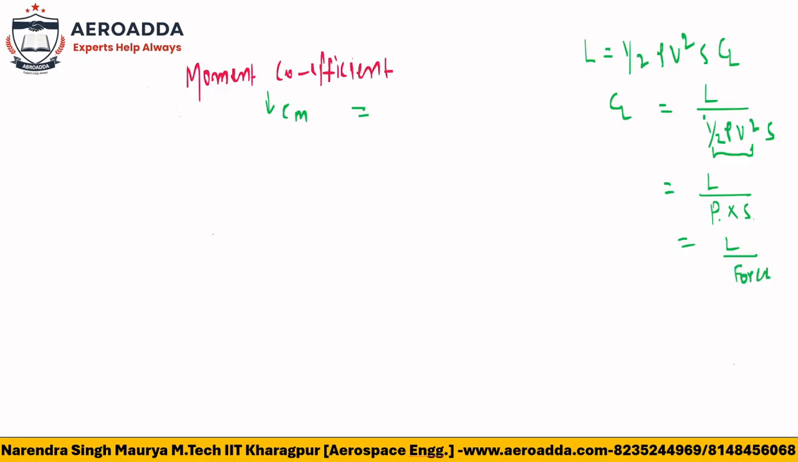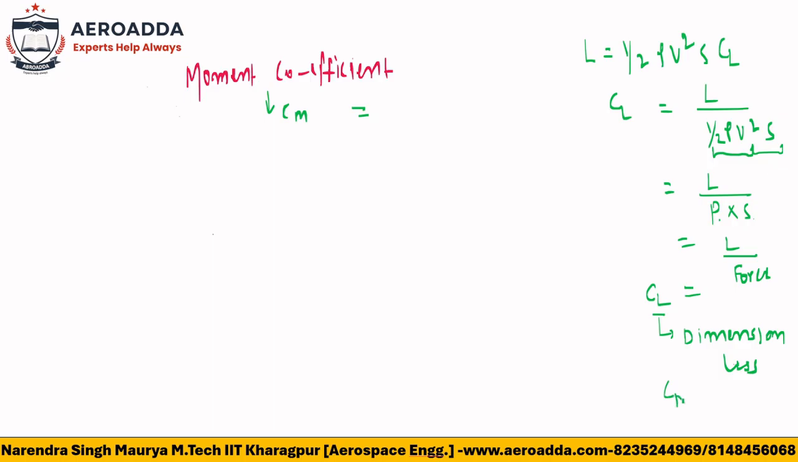So lift divided by pressure into area is nothing but force. So half rho v square is equivalent to the force. Lift is the force, half rho v square S is the force. So force divided by force, it becomes dimensionless. Then it comes CL. So this CL is the dimensionless quantity. If I say CL, then it is the lift divided by the equivalent force.